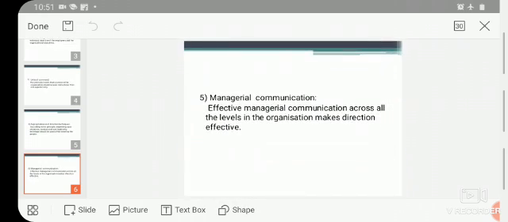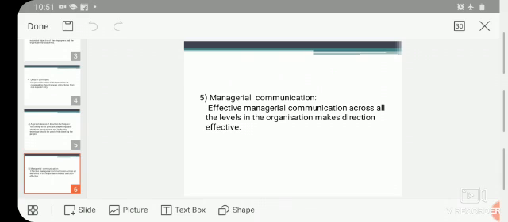Next one coming, managerial communication. Yes, communication means passing of information from one person to another person or from one department to another department. Communication plays a significant role because through it management passes information from one level of management to another level of management. So this communication gives clear ideas of what to do and what not to do in the organization.